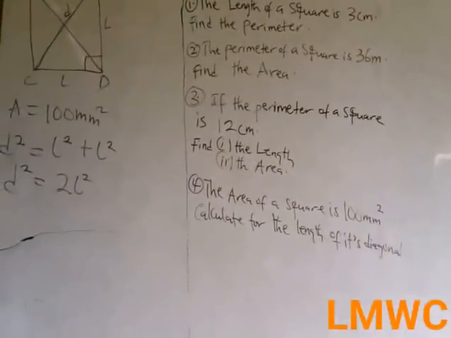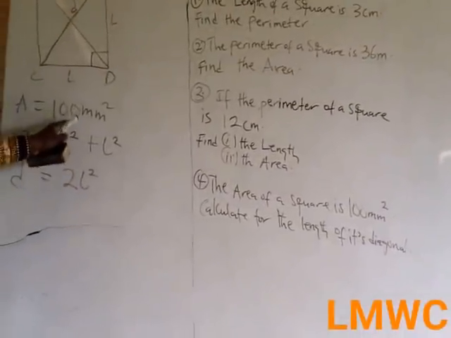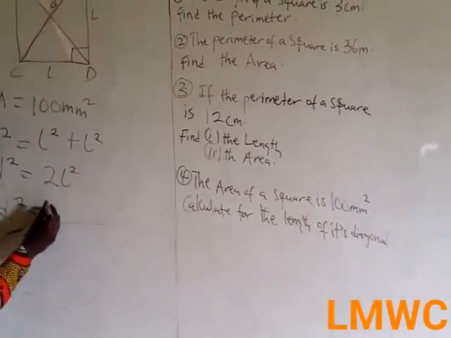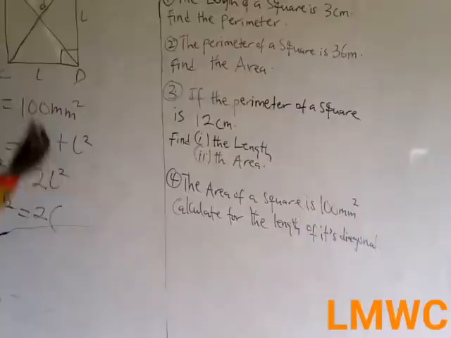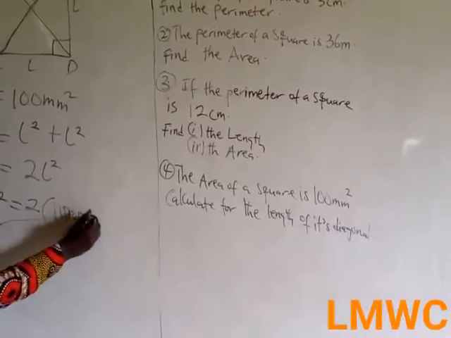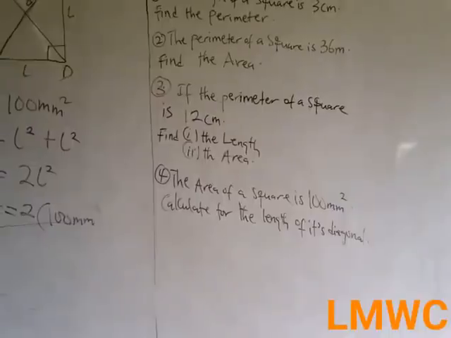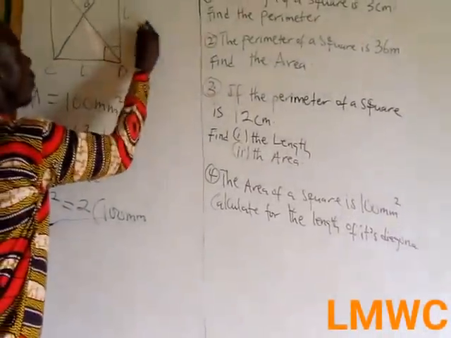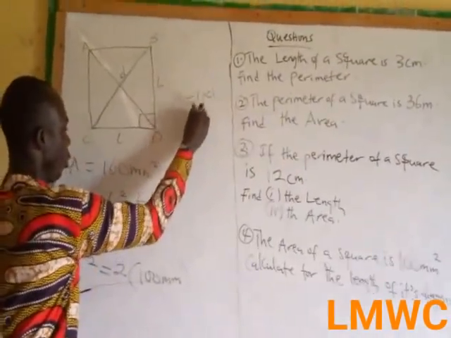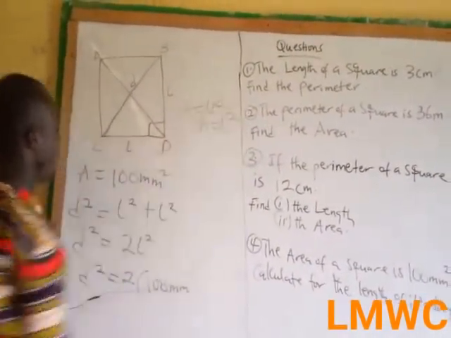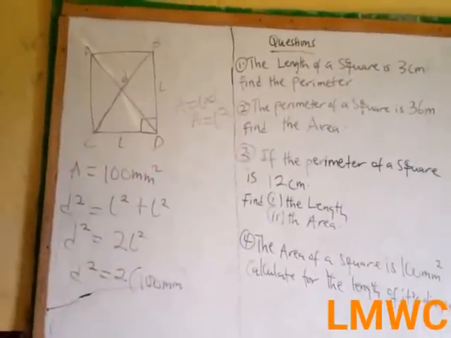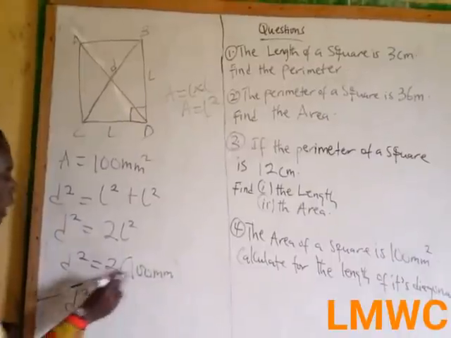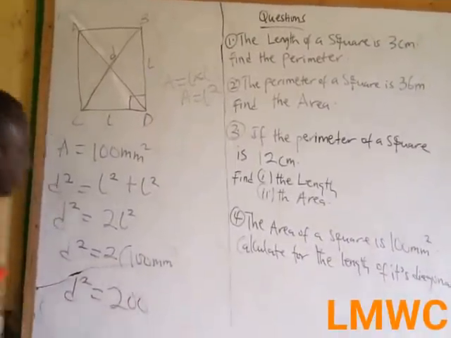Now, we know our l squared as 100 millimeters squared because that's the area. And we know the area of a square as length times length. So A is equal to l squared. That's why for l squared, we are getting 100. So d squared, we have it as 2 times 100, which is 200.